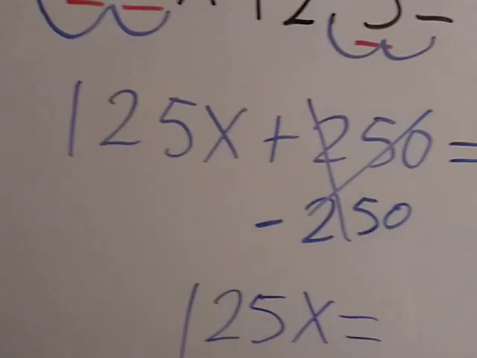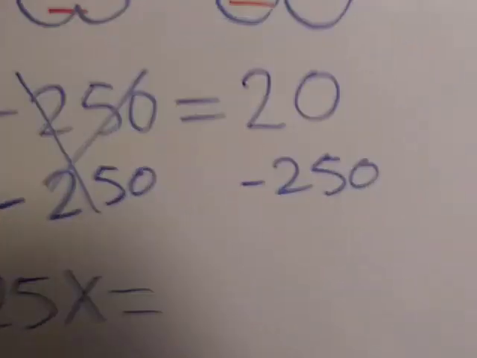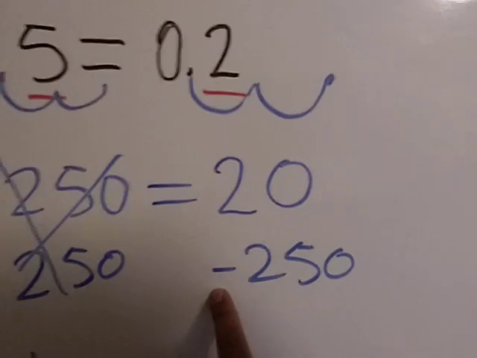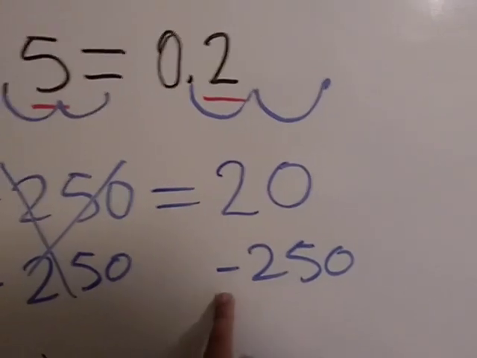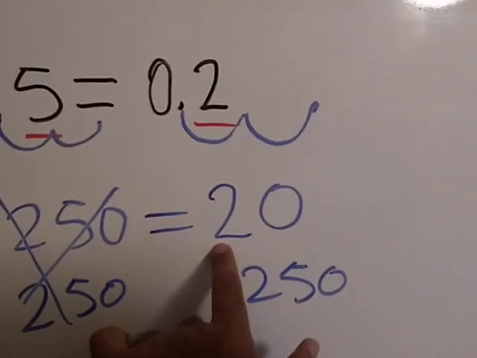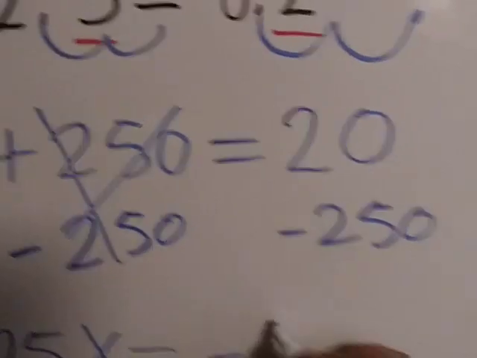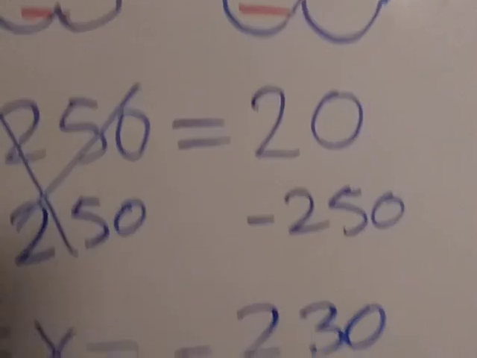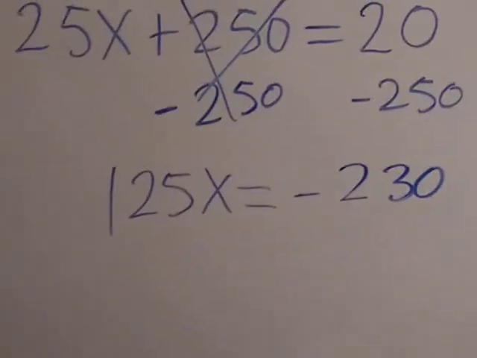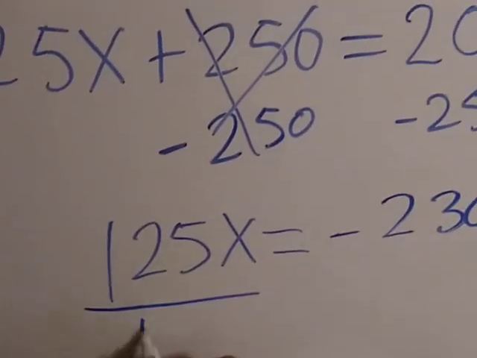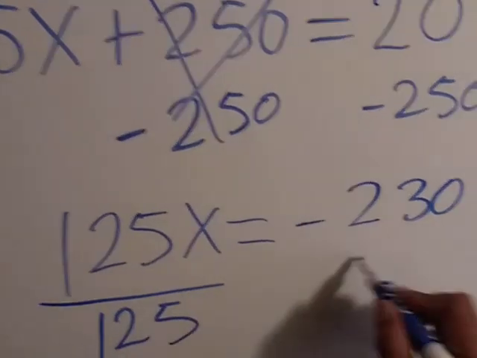125x is equal to, someone owes you $250, right? The negative, and they pay you 20, right? Because the positive. So how much do they owe you still? 230. Now we need to divide by 125 on both sides of the equal sign.